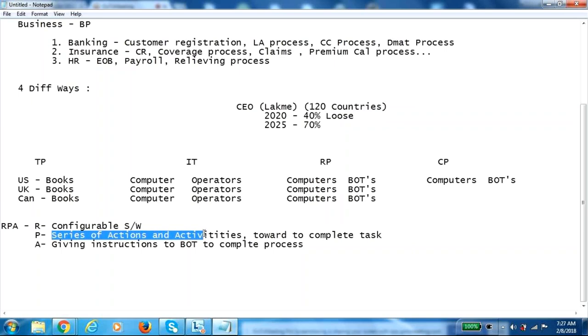Instead of having tricky and confusing definitions, first understand what is robotic process automation. Instead of humans doing the business process, we are giving instructions to bots to do the client's business or process. That is called robotic process automation.